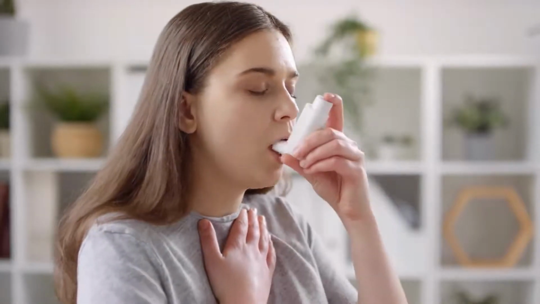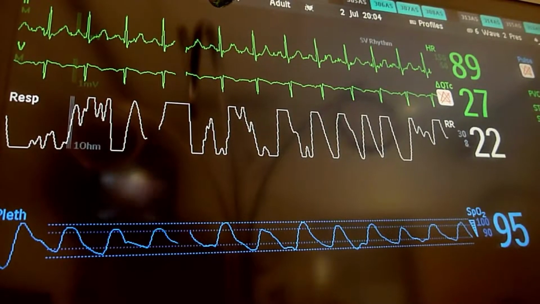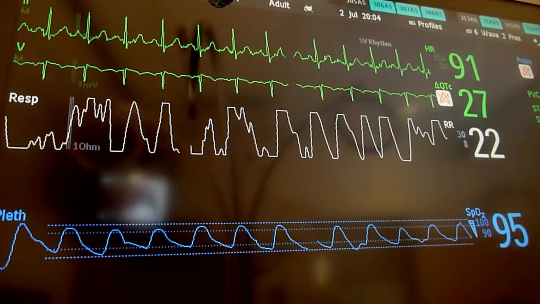Nursing actions. Use cautiously for clients who have asthma or emphysema due to the risk of respiratory depression. Assess pain every 4 hours. Monitor clients, especially older adults, for manifestations of respiratory depression. If respirations are 12 per minute or less, stop the medication and notify the provider immediately. Monitor vital signs for hypotension and bradypnea.